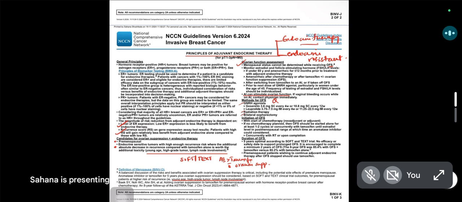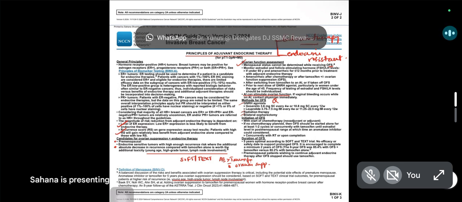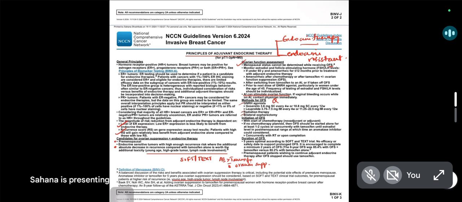Then coming to low ER expressors, they are less likely to benefit, but you will definitely consider giving endocrine therapy to them. Ovarian suppression. Here, especially in premenopausal women, endocrine sensitive patients who have high risk of recurrence, which is dictated by their young age, high grade tumor, lymph nodal involvement, you will add ovarian suppression to your endocrine therapy as dictated by the SOFT and TEXT trial, which decreases the recurrence rate and there is a survival advantage adding ovarian suppression to your adjuvant therapy, and aromatase inhibitors did better than tamoxifen.